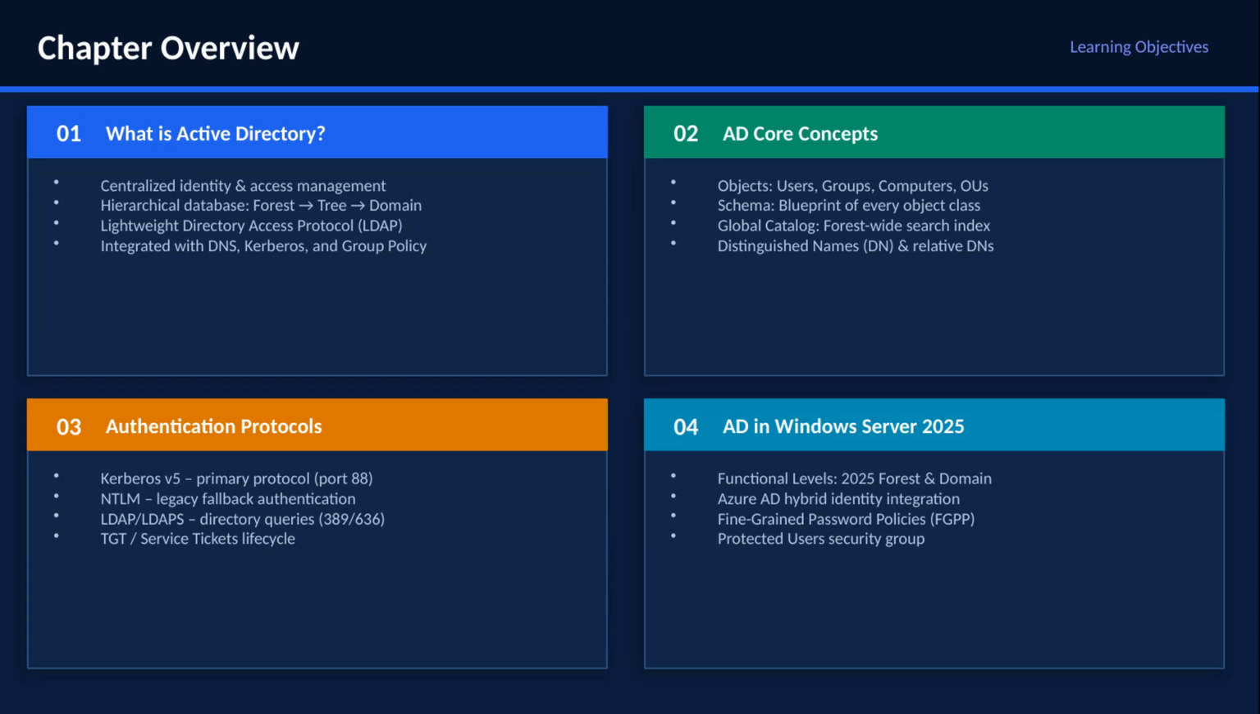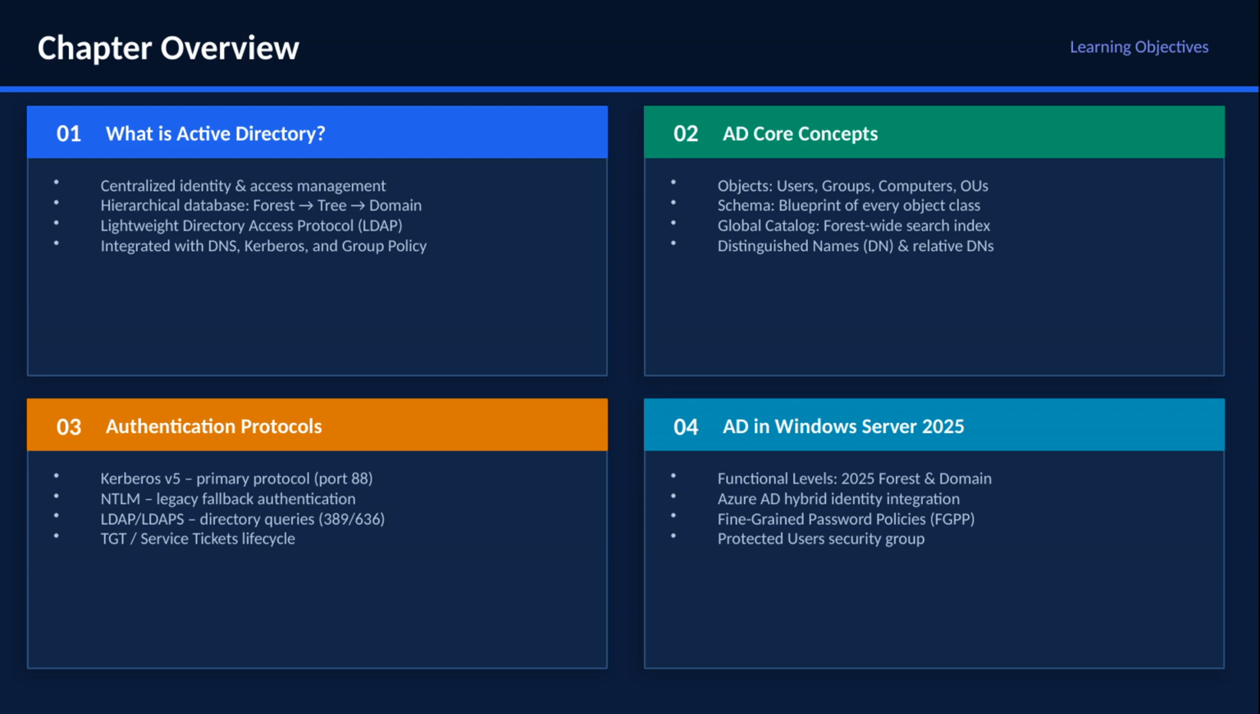Active Directory is Microsoft's directory service, a centralized, hierarchical database that stores information about every object in your network: users, computers, groups, printers, and more. Think of it as the yellow pages, the security guard, and the city hall of your enterprise, all in one. The core purpose of AD is three things. First, authentication, proving who you are. Second, authorization, deciding what you can access. Third, policy enforcement, ensuring systems comply with company rules.